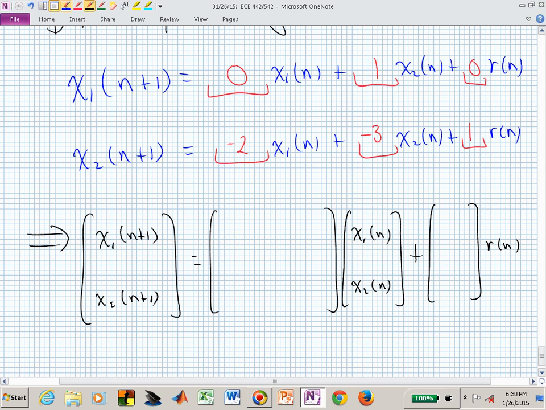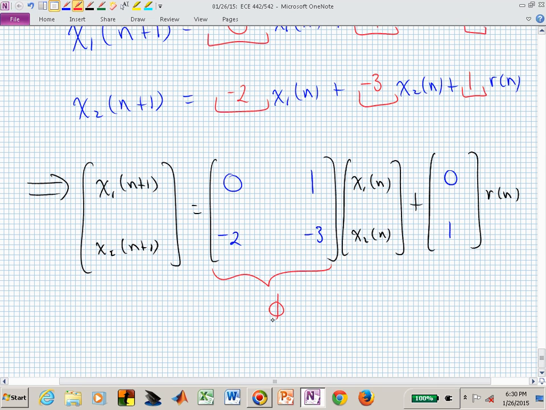Is it clear what these entries need to be? I have 0, 1, 0 for the top row, -2, -3, 1 for the bottom row of my system matrix. And for notation, I may call this system matrix the capital Greek phi. The input matrix, sticking with the capital Greeks, is a gamma.